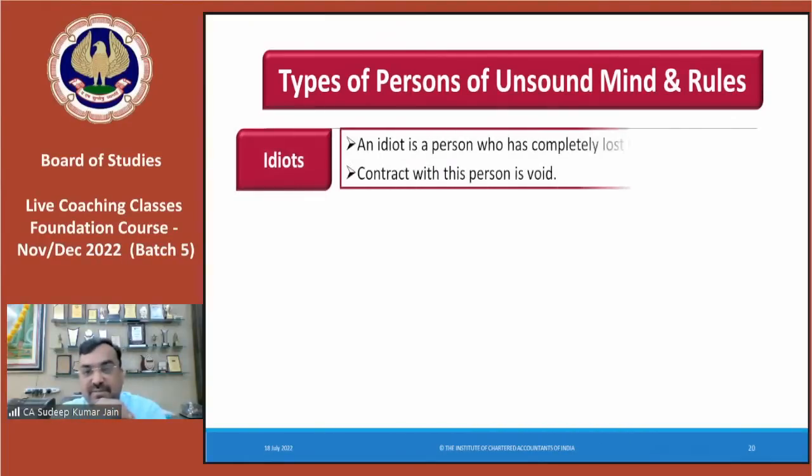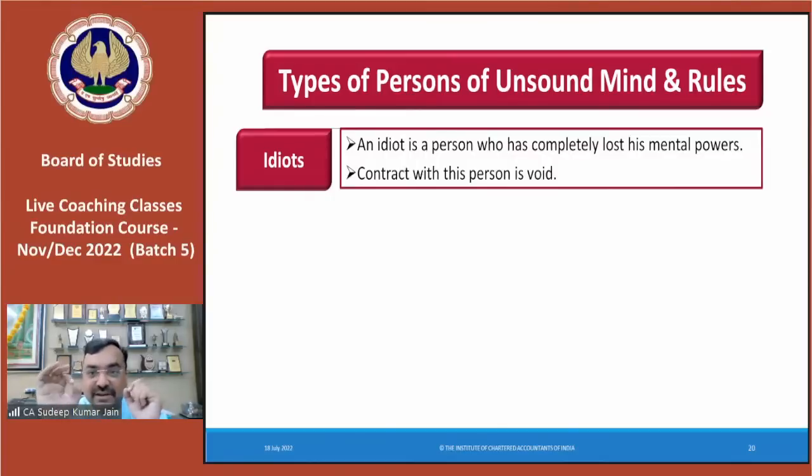There are three types of unsound mind in the law. According to law, there are three types of mad persons. First is idiot. An idiot is a person who has completely lost his mental powers. It means full 24 hours he is mad. And the contract with this person is void. Idiot is a person who is completely mad. You address your friends as idiot, but idiot means completely pagal, completely mad.